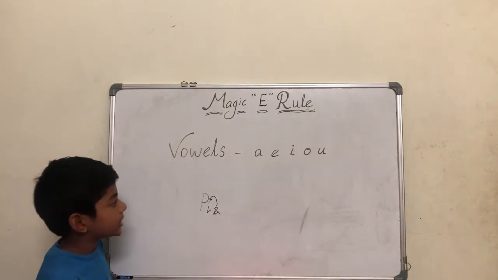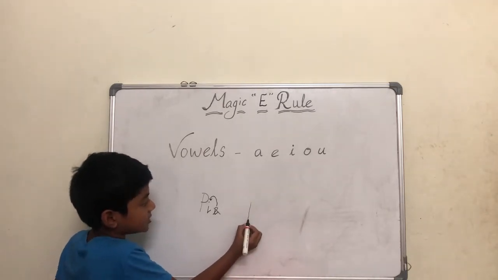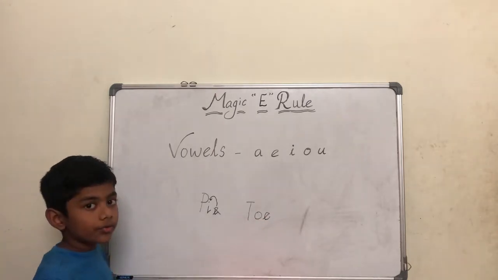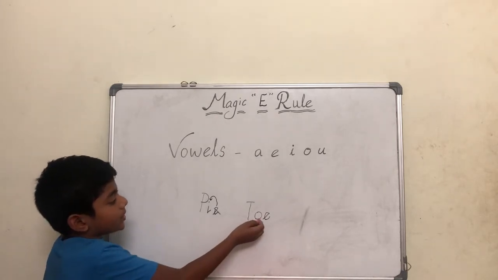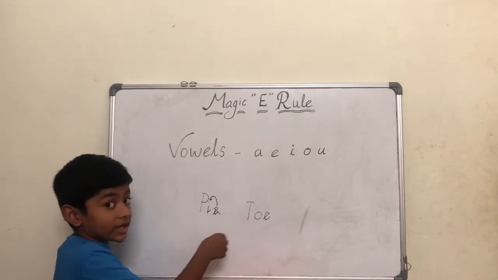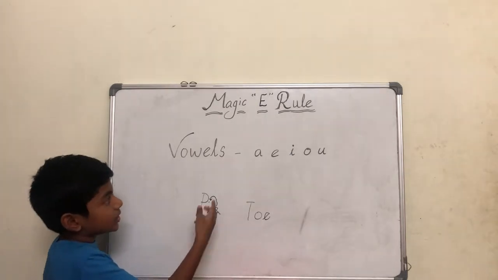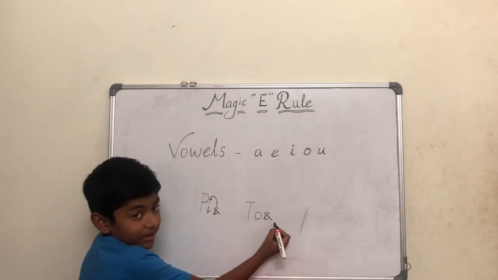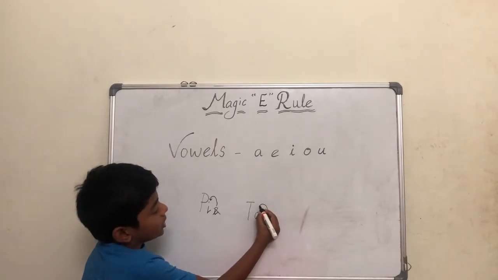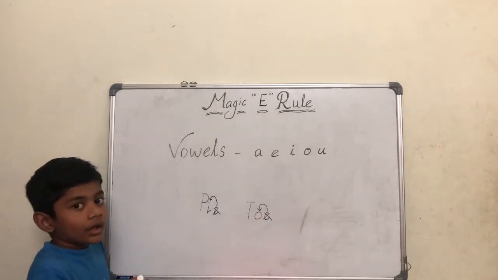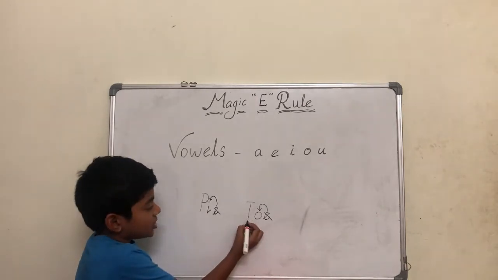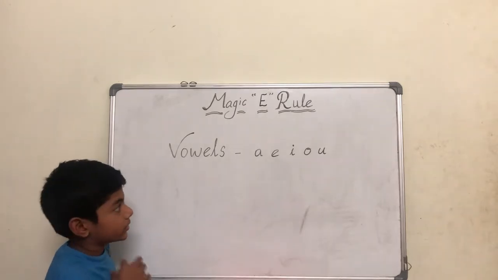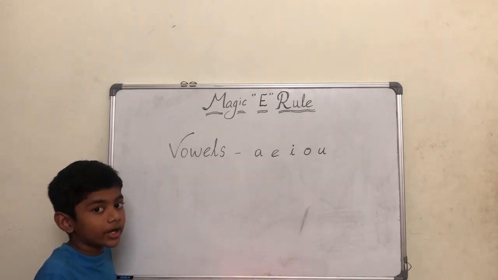Here's another example. T, O, E. Toe. Here, E comes right after the vowel O, so let's use the magic E rule. As I said, E becomes silent, then O becomes the long sound, O. T, O, E is silent, toe. Now, let's move on to another example.